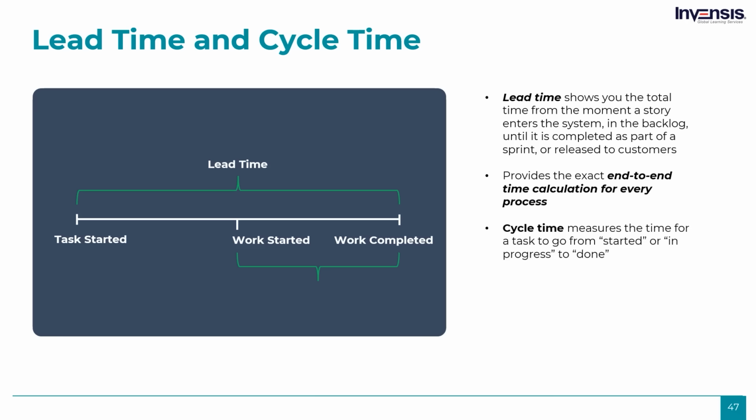As shown on the screen, the cycle time is a subset of lead time. It measures the time for a task to go from started or in progress to done. In other words, with cycle time, you can measure how many hours or days someone actively worked on a task to complete it. It is a powerful metric because it is a very simple metric that can raise a red flag when items within sprints across your entire system are not moving forward.